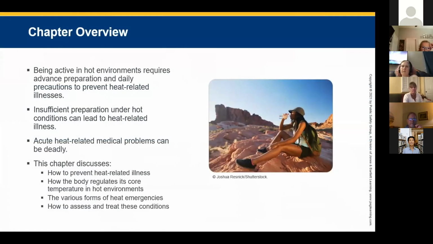Hot environments require advanced preparation. To prevent heat-related illnesses, insufficient preparation under hot conditions can lead to heat-related illnesses. Acute heat-related medical problems can be deadly. Believe me, it can be deadly. So we're going to find out what happens to the body when you get overheated, what happens to the heart, the lungs, the mind, the brain. This chapter will discuss heat-related illnesses, body regulation, forms of heat emergencies, and how to assess and treat the condition.